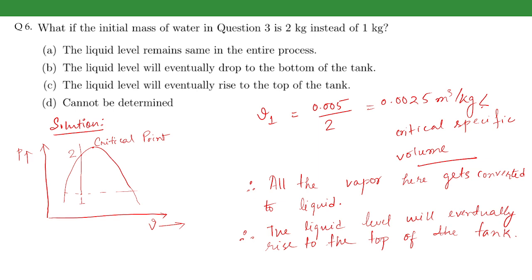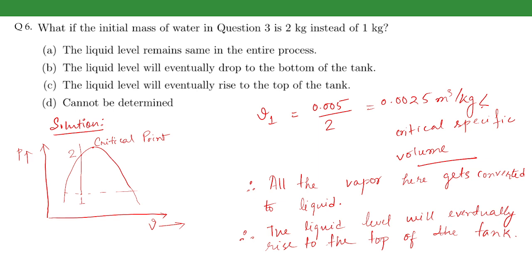Depending on the mass that is initially present, and the final specific volume value relative to the critical specific volume, we will see that either the entire liquid will be converted to vapor, or the entire vapor will be converted to liquid, which might appear as opposite to our intuition.